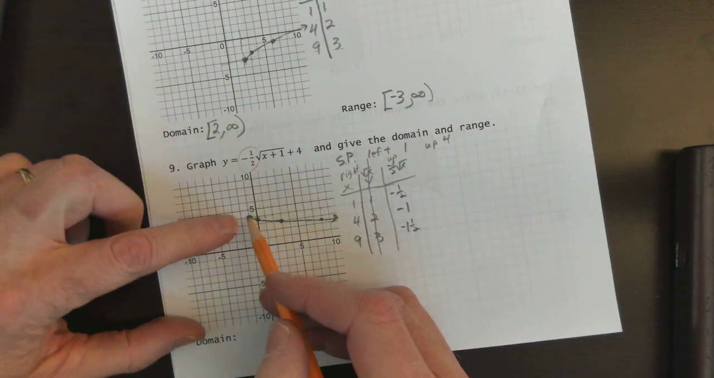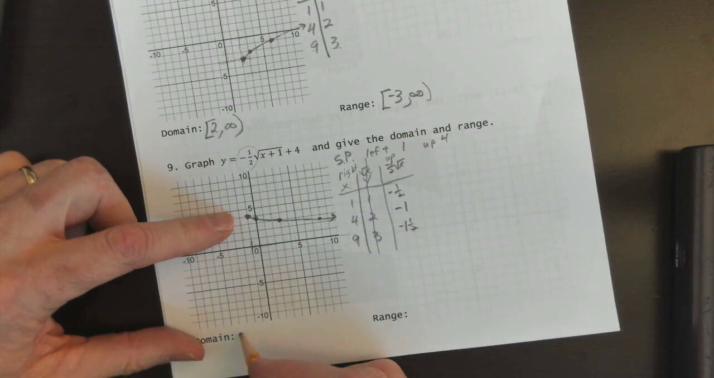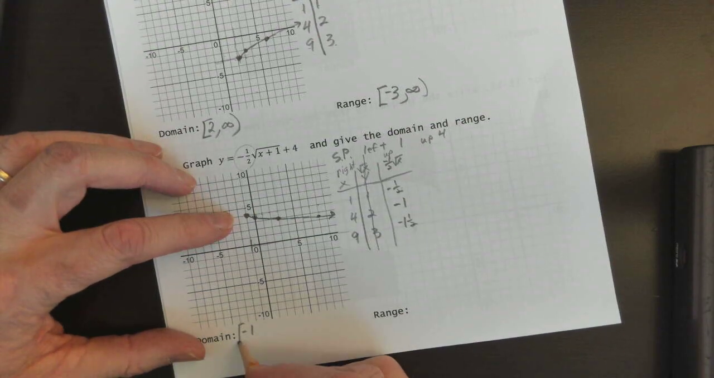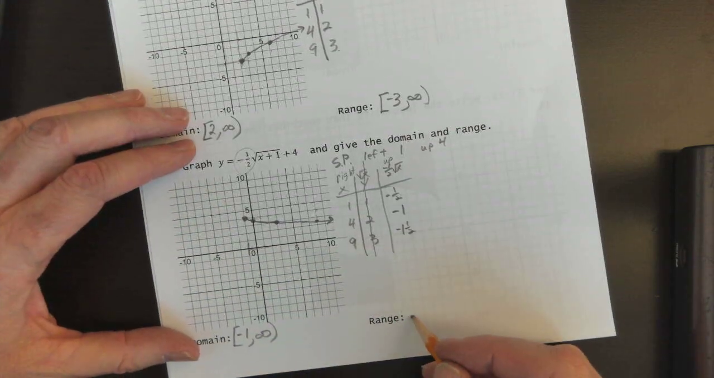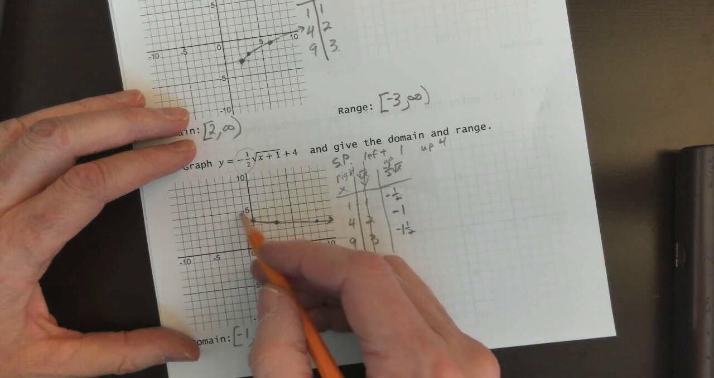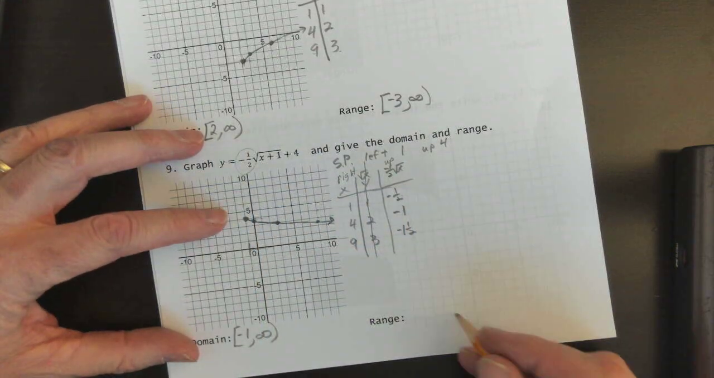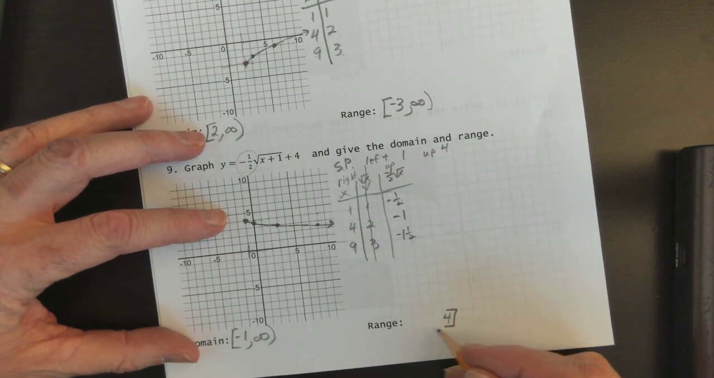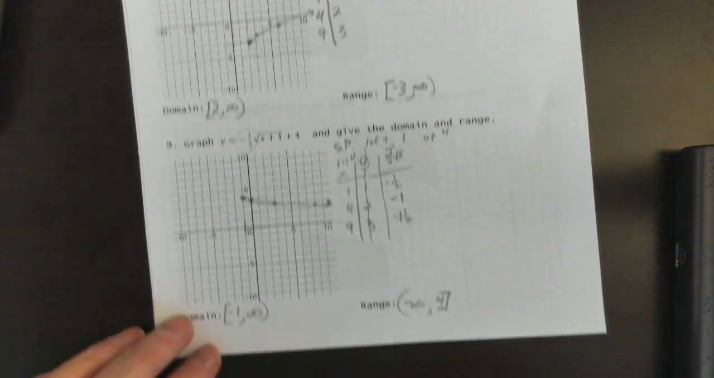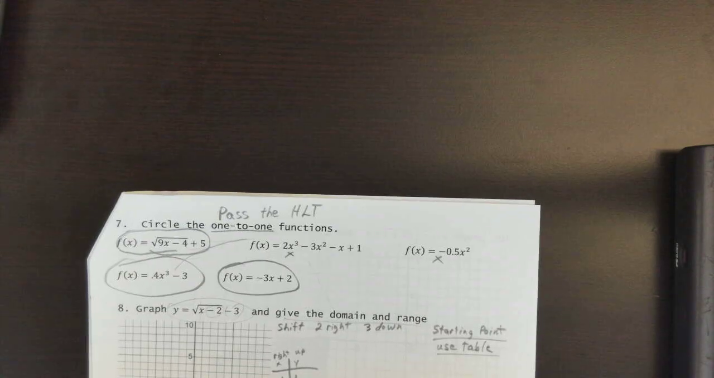Domain. That's x from -1 and higher. The range actually keeps going down. It starts at the high point. So the high point is 4. It has no bound on the low point. So -infinity to 4 is the range there.